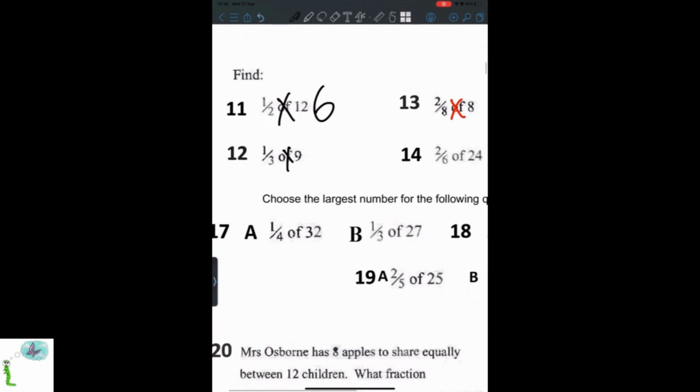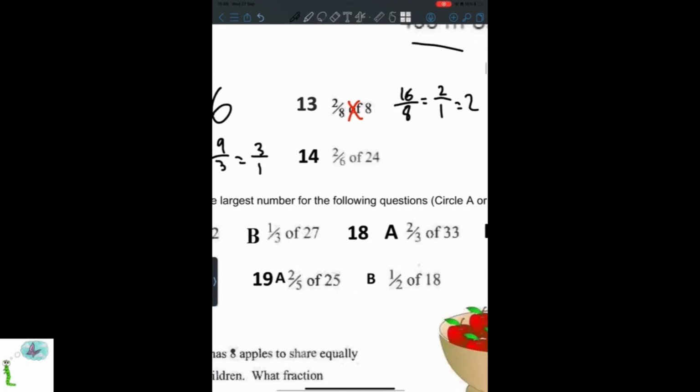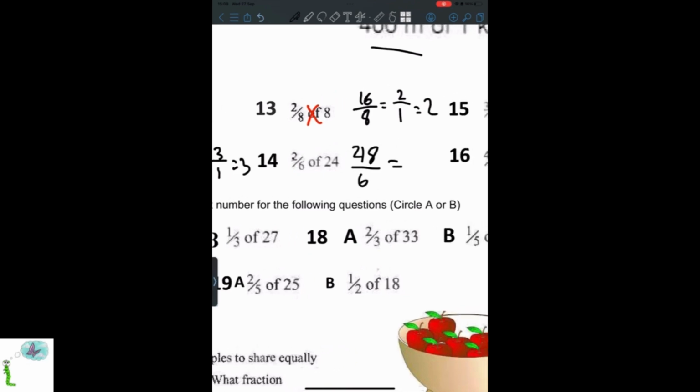Question 12. 9 over 3. Again, just times it. You're going to get 3 over 1. So your answer is 3. 2 over 6. 2 times 24 is 48. And what you have to do is simplify that. You're going to get 8 over 1, which is 8.